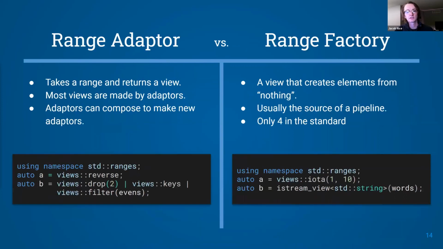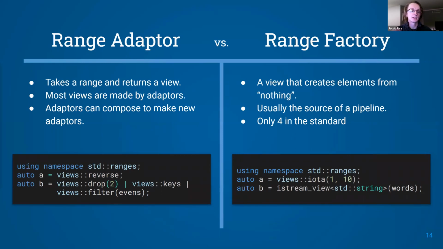You may also see the terms range adapter and range factory. So in the spirit of disambiguation, let's clarify this one as well. A range adapter is a class, a type, which is responsible for taking a range as an input parameter and producing a view. Most views in the standard are made by adapters. Adapters can also compose into other adapters. So A and B on the left side of the slide are both adapter types. They are copies of instances of adapters. So reverse is an adapter. It's not a view, it's an adapter.